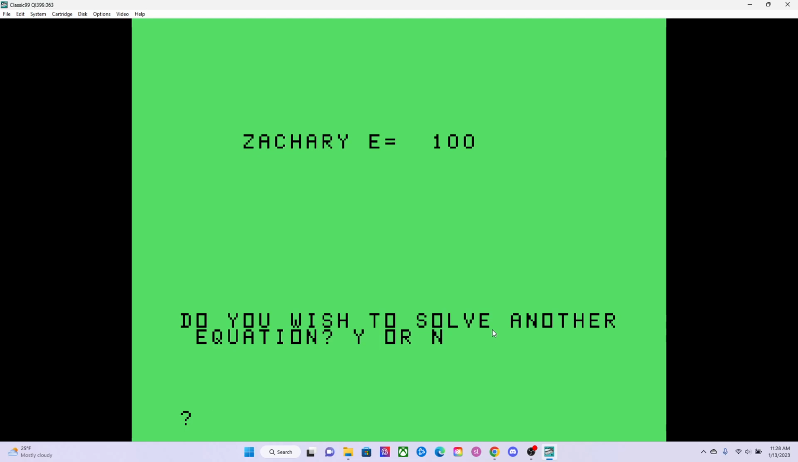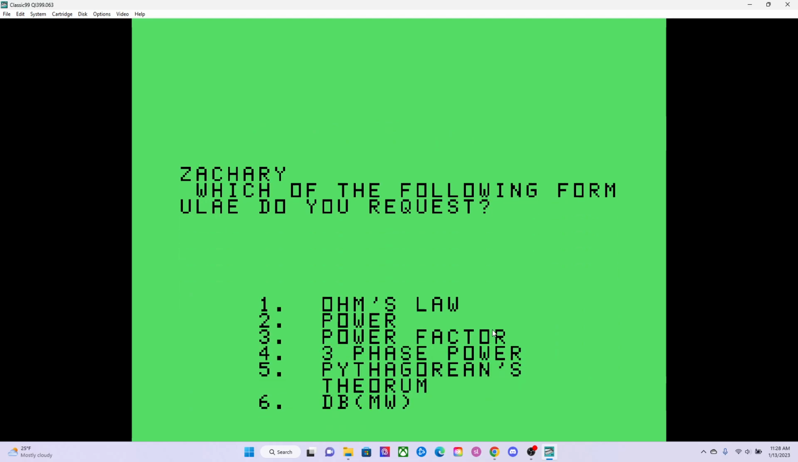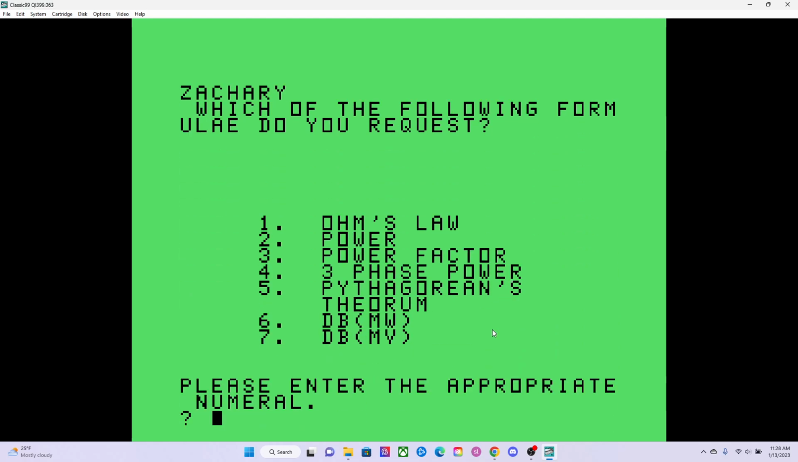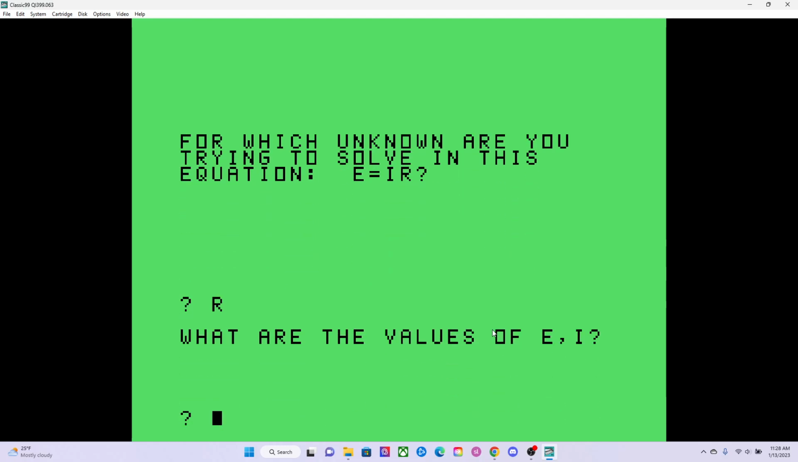Do you wish to solve another equation? Yes, let's do that one again, just for completion's sake here. I'm not sure what the delay is there. Dramatic pause, I guess. I'll have to see what's causing that. Let's check out Ohm's law one more time. Let's say we're trying to solve for resistance this time. That means we know the voltage and we know the current.